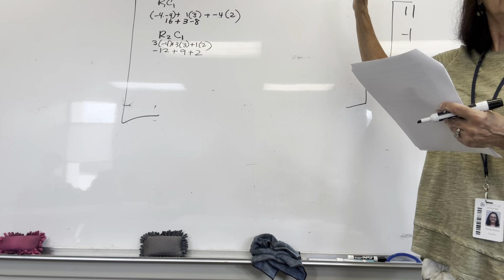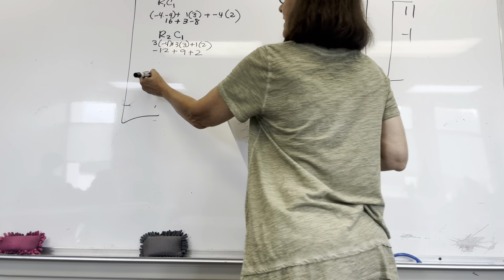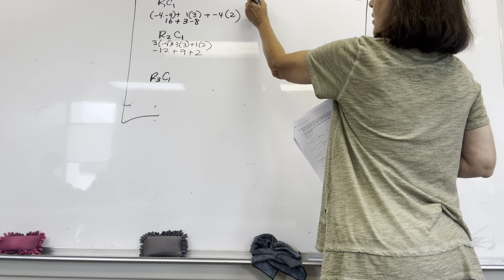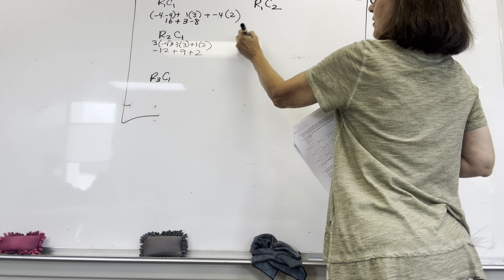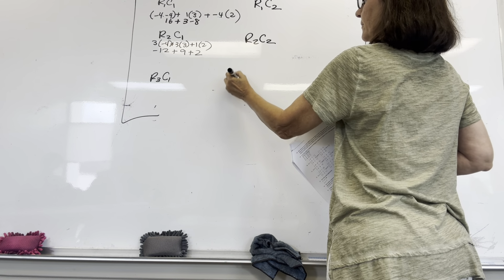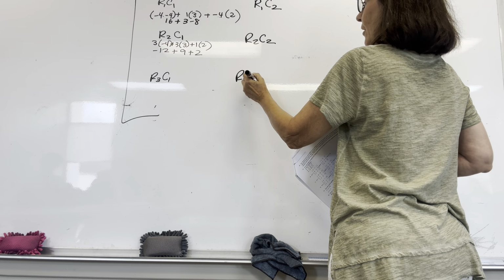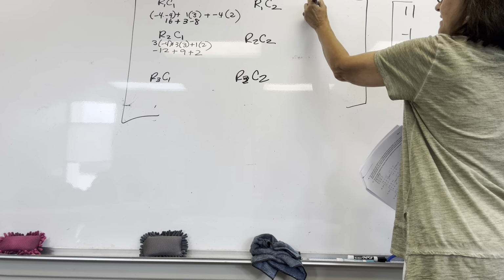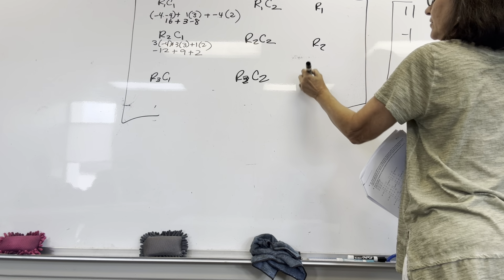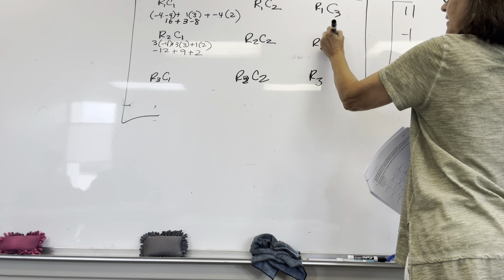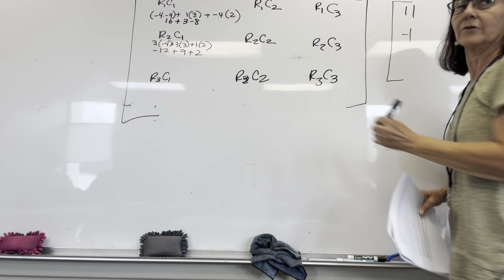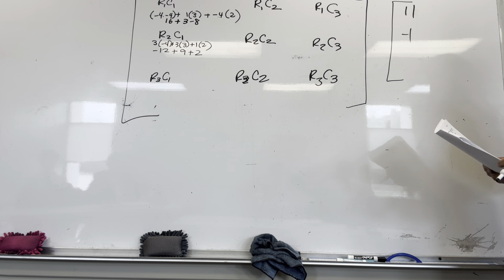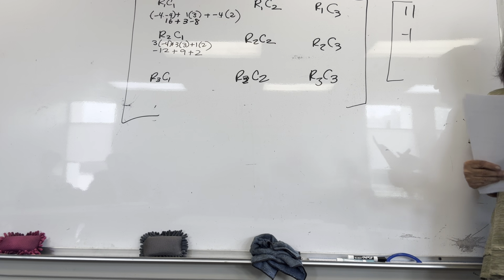And then we do row 1 times column 2. This is row 3 times column 1. This is row 1 times column 2. Row 2, column 2. Row 3, column 2. All right, this is still row 1, row 2, row 3, column 3, column 3, column 3. I got it.